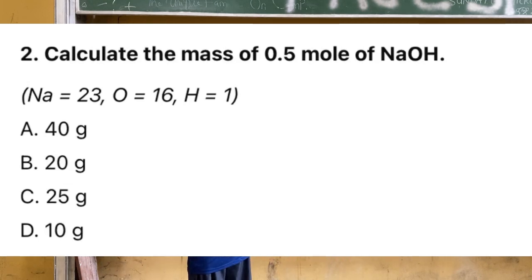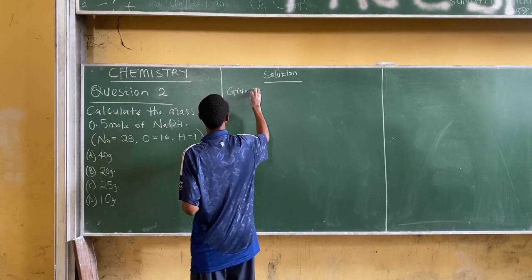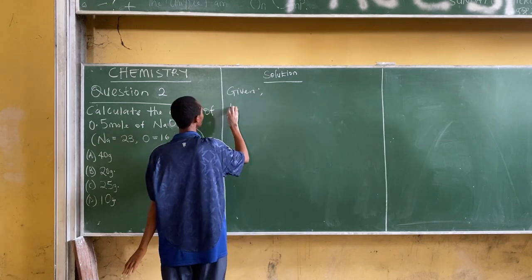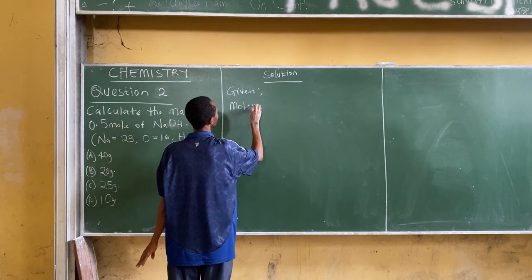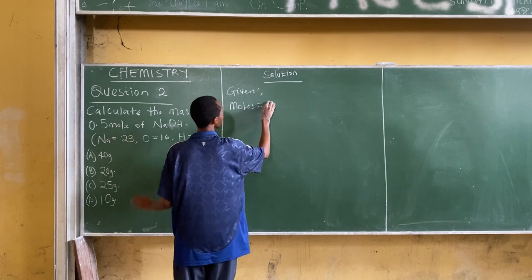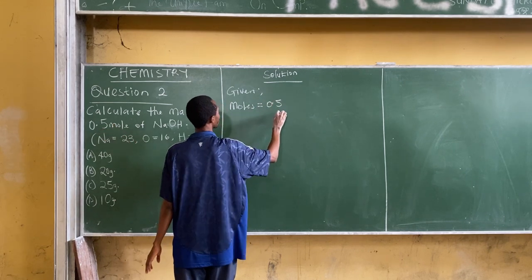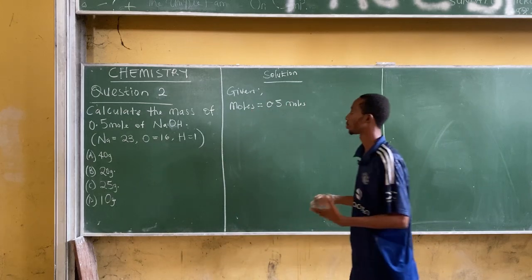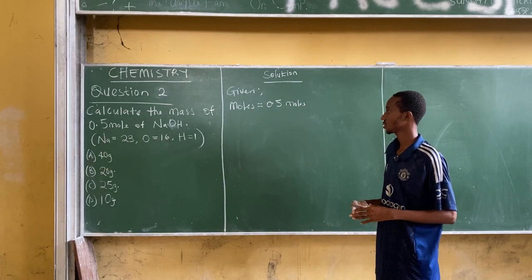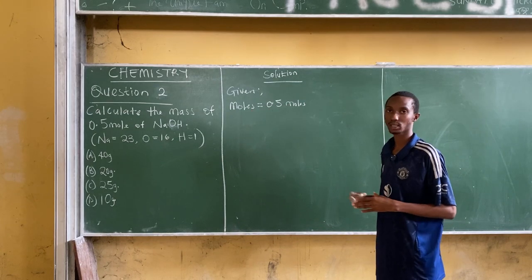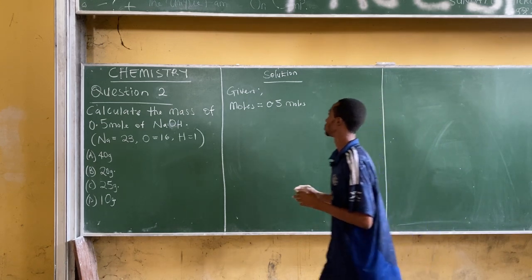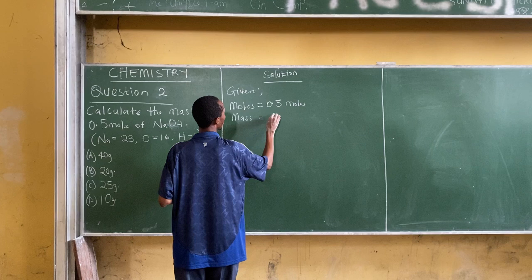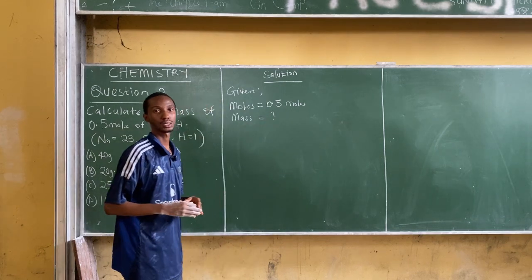Solution. From the question, we are given the number of moles. So we have moles to be equal to 0.5. They said we should calculate the mass. We don't know the mass. So the mass is unknown.